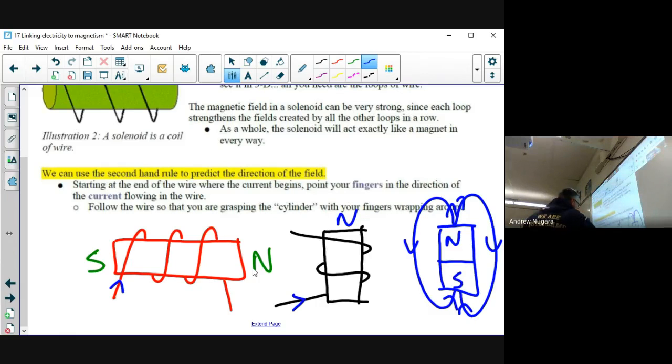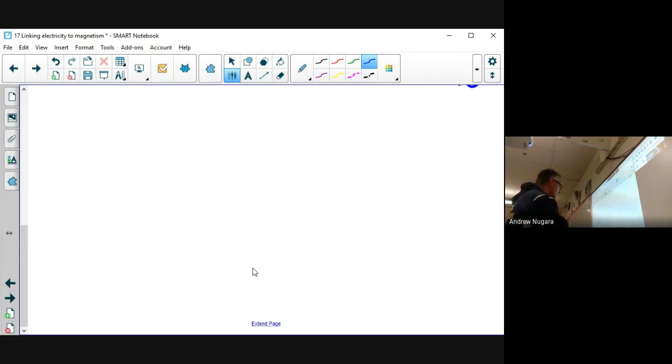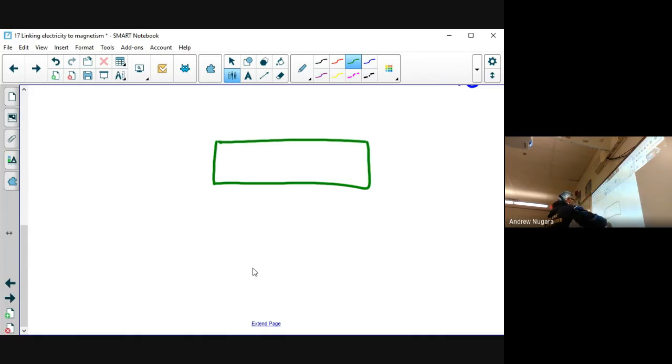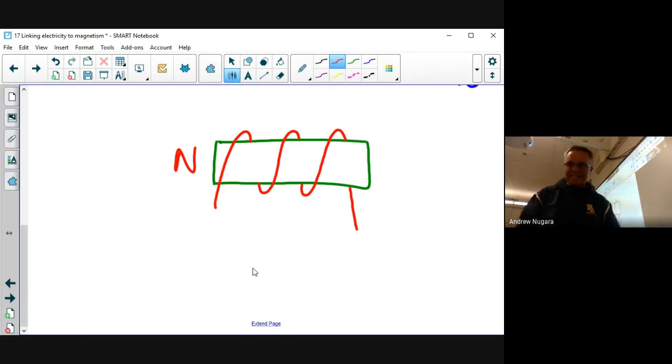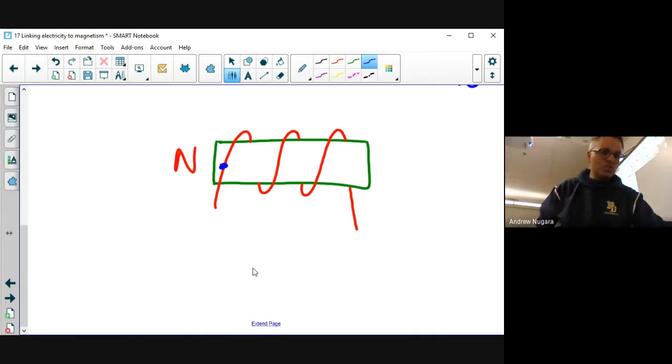Okay, one more question that you could be asked is, let's say that you have a solenoid like this, and here's the wire. And let's say that that's the north end of the magnetic field that's created. And this time the question is, which way are the electrons going? For example, at this point here with the blue dot, are they going up or are they going down? Okay, and you can use the same principle.